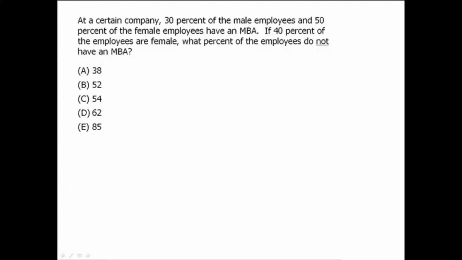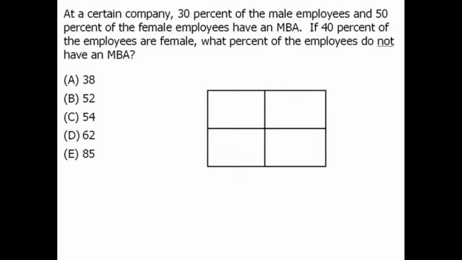We're going to solve this question using a double matrix. Our two criteria here are being male or female and having an MBA or not having an MBA. Since we are not told the number of employees, we'll say that there are 100 employees. Now the question tells us that 40% of the employees are female, so we must have 40 female employees. This means that the two lower boxes will add to 40. If there are 40 female employees, there must be 60 male employees.